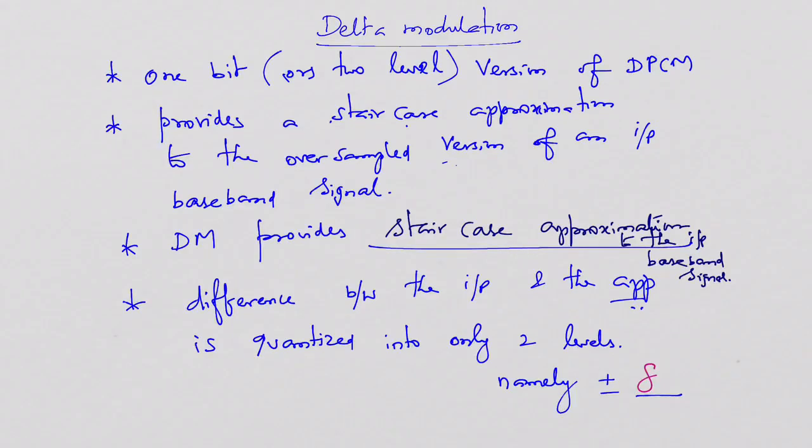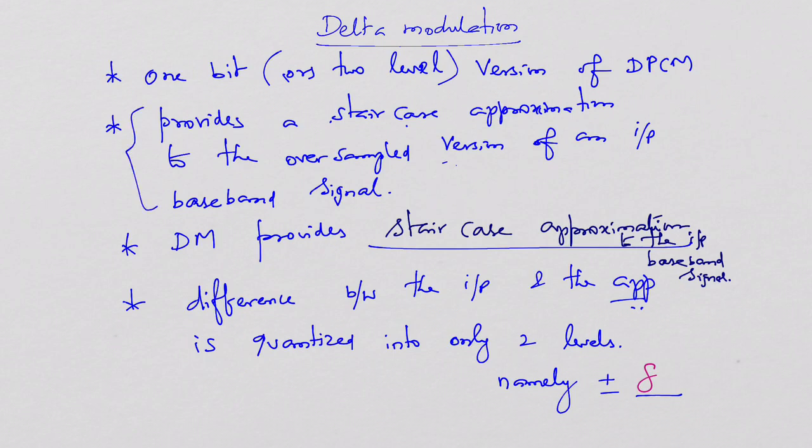Hi everyone, let us see about the delta modulation and its principles. Delta modulation is called a 1-bit or a 2-level quantizer version of DPCM. It provides a staircase approximation to the oversampled version of an input. It's an important statement to be remembered.